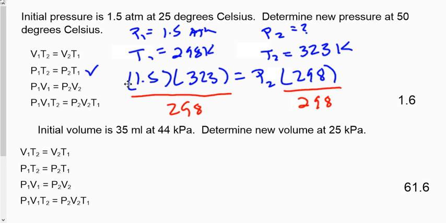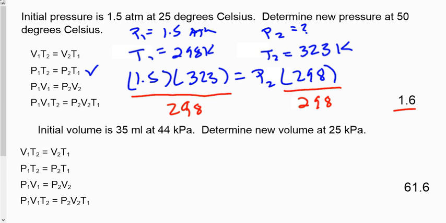So then mathematically, I'll take 1.5 times 323, divided by 298, and that should give me an answer of 1.6, and that's what you'll enter into the simulation. You will not record any variables with that, and we're rounding to the tenths place, so that's 1.6 atmospheres, but don't write atmospheres with that. Okay, I'll let you try the second question. If you want to pause the video and try it.